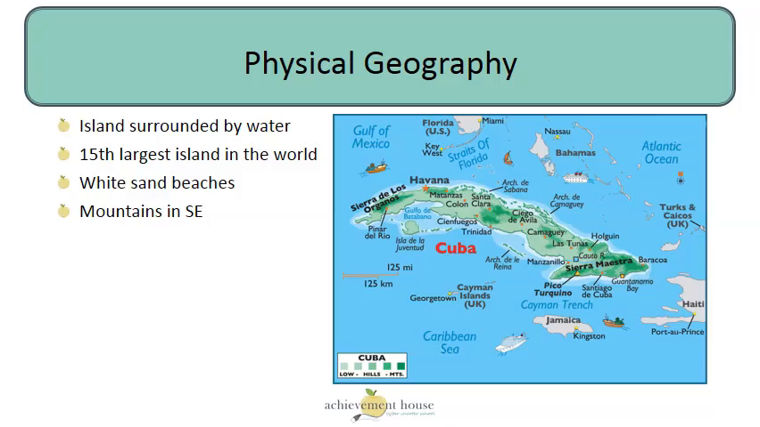Let's look at the physical geography. It's an island surrounded by water. You can see the Gulf of Mexico, Caribbean Sea, and Atlantic Ocean on the map. It's the 15th largest island in the world, and it's known for its beautiful white sand beaches. There are mountains in the southeast portion of the island. On this map, the darker green colors show the higher elevations.